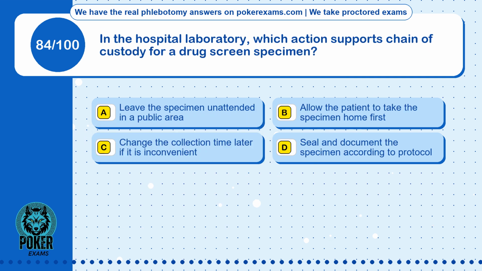Question 84. In the hospital laboratory, which action supports chain of custody for a drug screen specimen? Option A. Leave the specimen unattended in a public area. Option B. Allow the patient to take the specimen home first. Option C. Change the collection time later if it is inconvenient. Option D. Seal and document the specimen according to protocol.